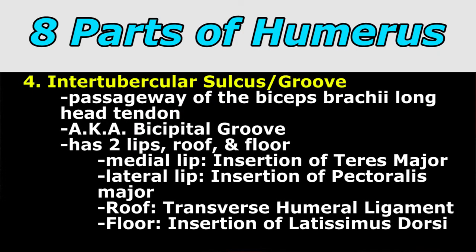This structure is the passageway of the biceps brachii long head tendon, which is why it is also called as the bicipital groove. This groove has two lips and a floor. The medial lip, which is the attachment for your teres major muscle. Your lateral lip is the attachment for your pectoralis major muscle, and the floor of bicipital groove is the attachment for your latissimus dorsi muscle.